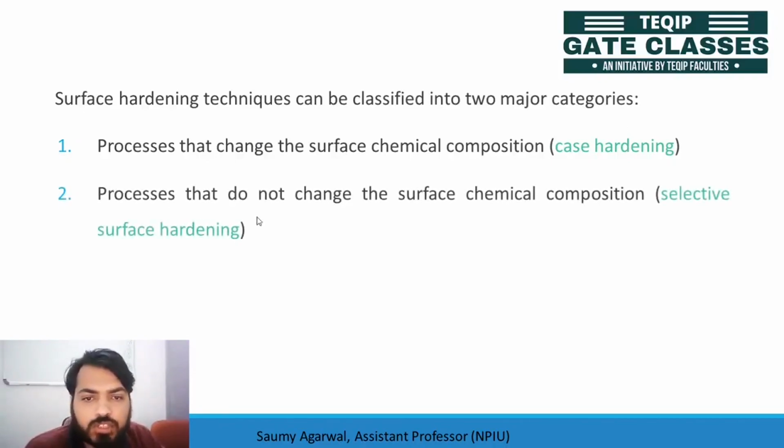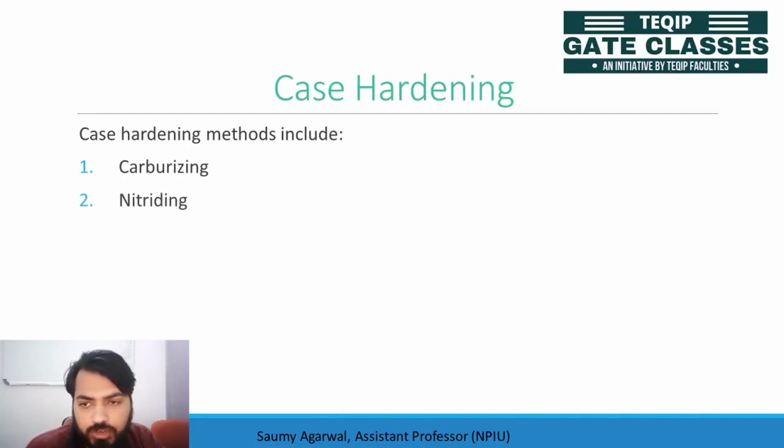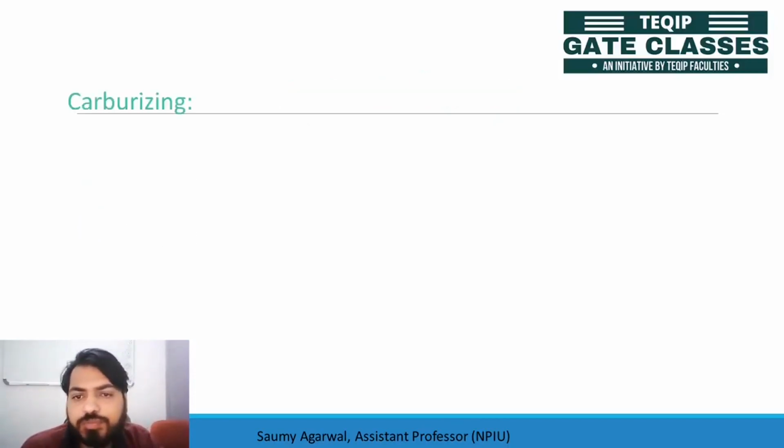And the process which does not change the surface chemical composition, okay, so there is no change in the chemical composition, that kind of process is known as selective surface hardening. We will see both of them. Further, you can classify the case hardening process into three types. First is carburizing, then we have nitriding, and then we have cyaniding. Cyaniding is a combination of carburizing and nitriding kind of thing, okay.